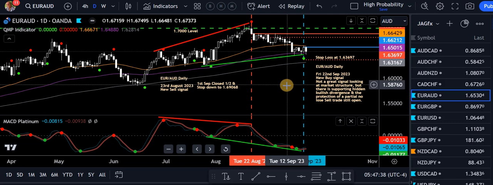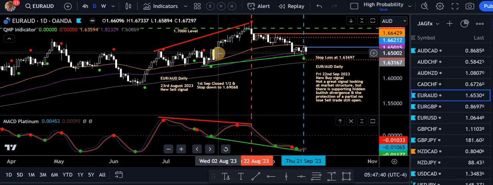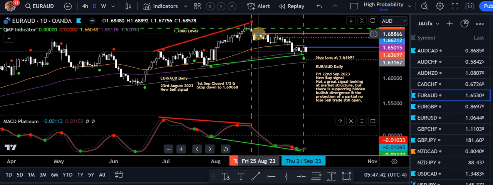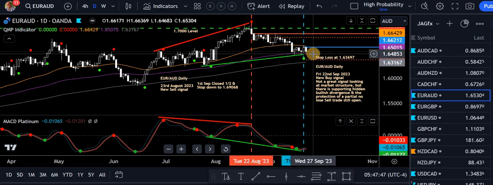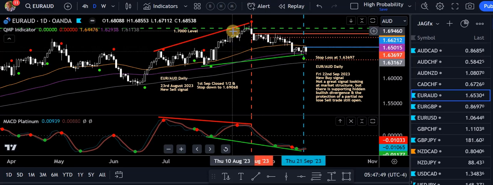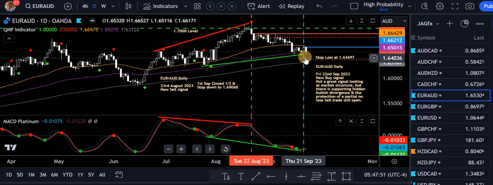You can read my notes here. Not a great signal looking at market structure. What I mean by that is we've had this high here, and this has just meandered down for about 3 weeks or whatever. So it's not heading up at all. It's not breaking this previous high. So market structure is not that good.